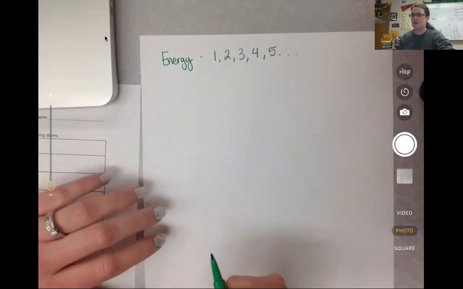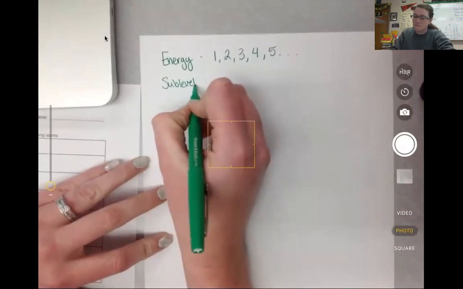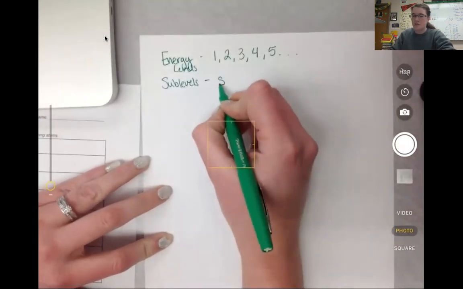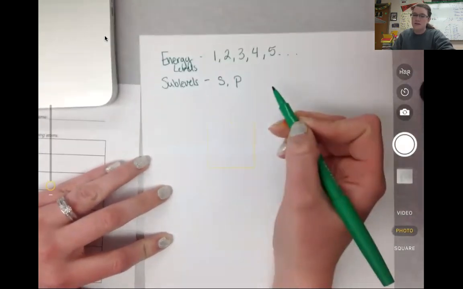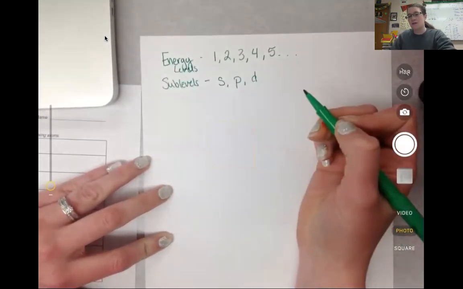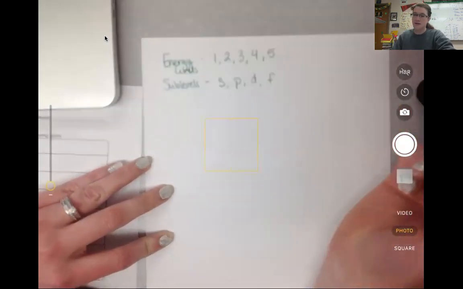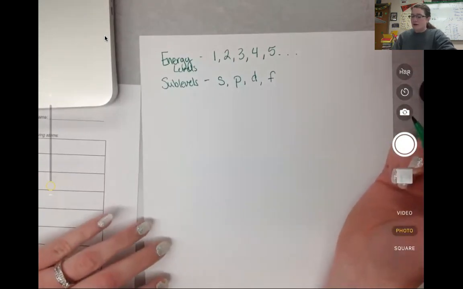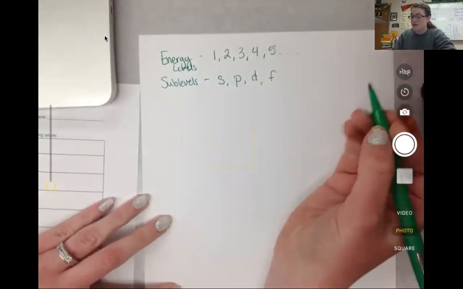Within each energy level, you can have sublevels. Our sublevels were our s orbitals, the spherical orbitals. We have the p orbitals, the ones that are like dumbbells. We have the d orbitals, the ones that are like clovers. And then we have the f orbitals that are really, really complex in shape.